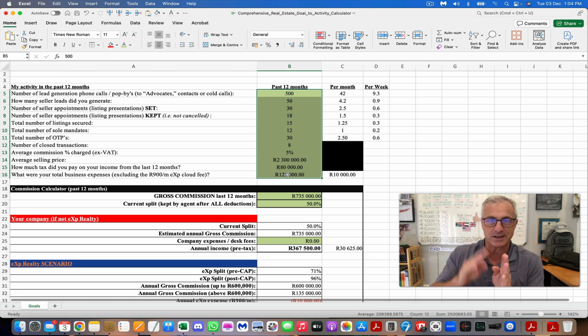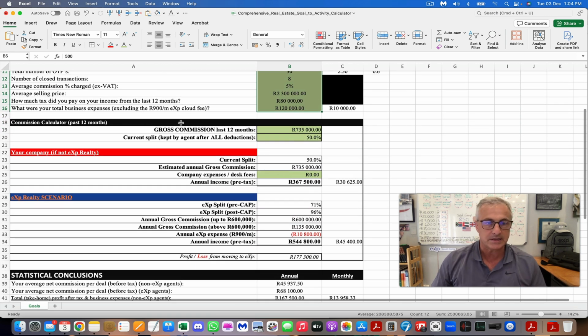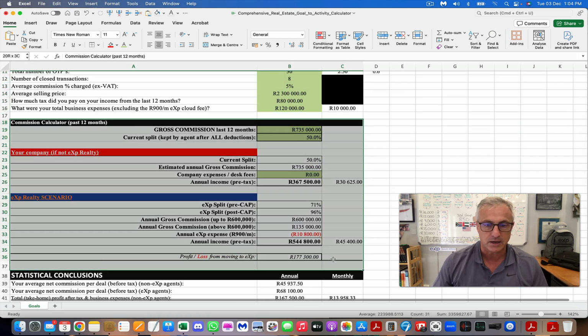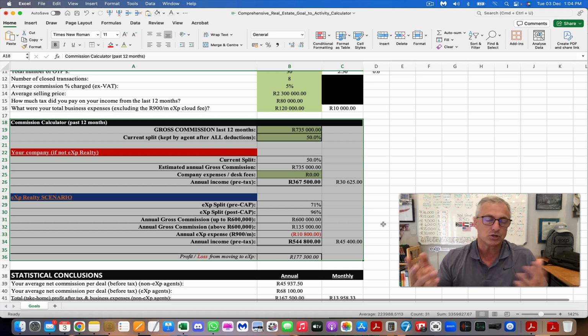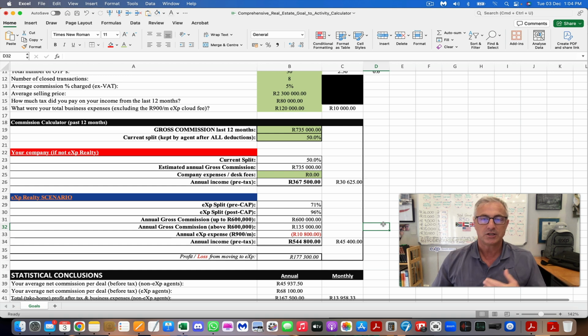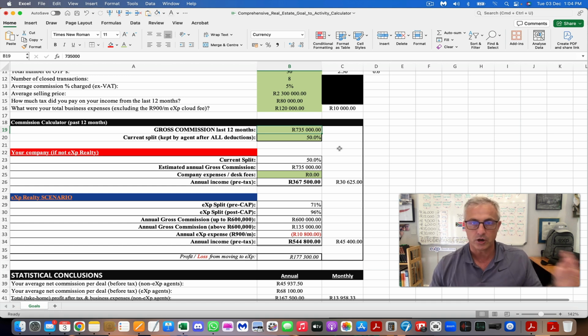And then what the spreadsheet is going to do, based on your goal of how much you want to make in 2025, how many of these things are you going to need to do? The spreadsheet is going to calculate all of that for you. The only other things you need to fill in is in this second section here, which is your commission comparison. It's a commission comparison calculator, actually comparing you if you're not with EXP versus what you would earn if you were with EXP. But we are going to use it here to calculate your split with your company and what your gross commission was for the last 12 months.